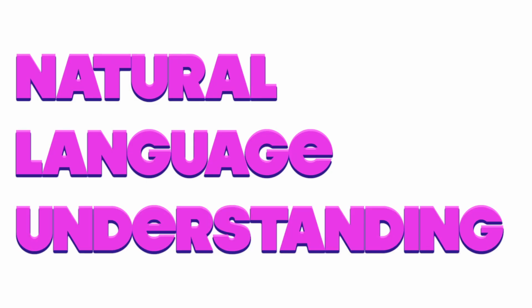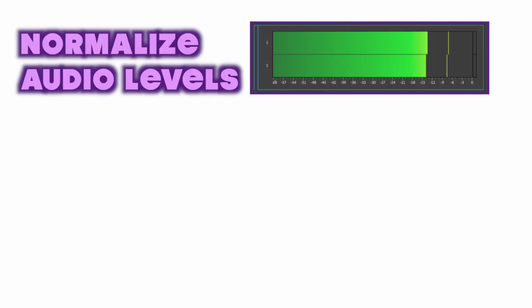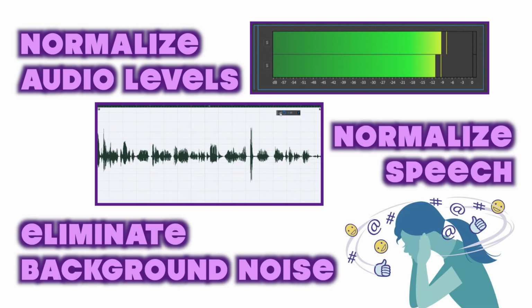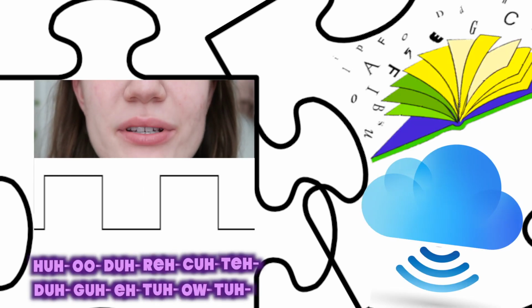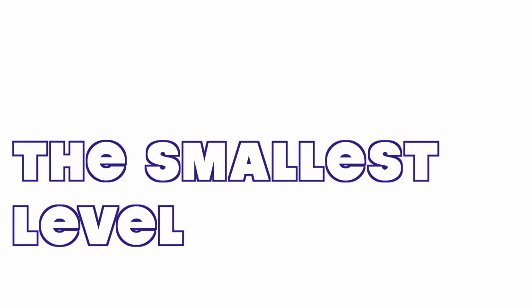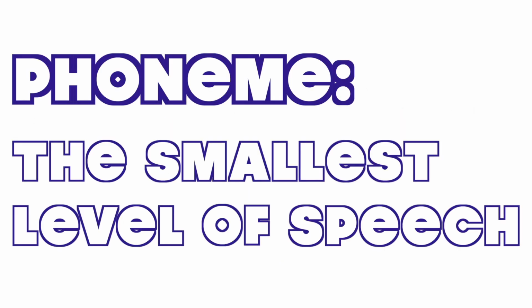From there, natural language understanding, a subset of NLP, uses software to normalize the audio levels, speech, and eliminate background noise. This normalization relies on an algorithm to match the recorded speech with samples pre-saved in the software's vocabulary and in the cloud. Specifically, each vowel has a unique frequency pattern that the algorithm can identify to create the smallest level of speech, called a phoneme.